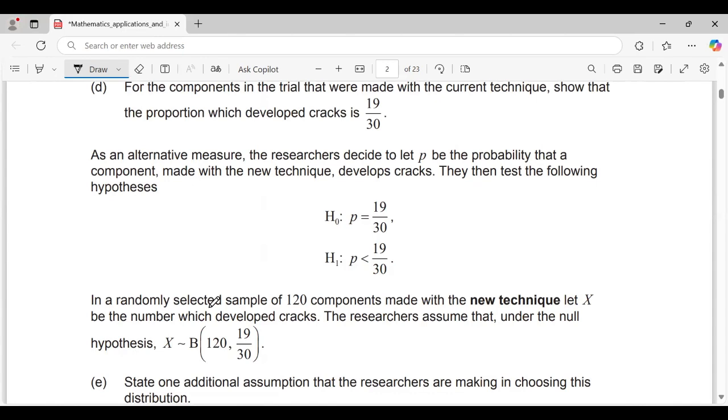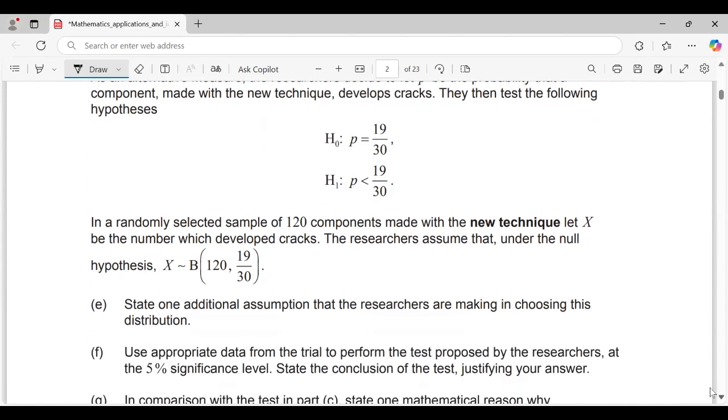In a randomly selected sample of 120 components made with the new technique, let X be the number which develop cracks. The researchers assume that under the null hypothesis, X has a binomial distribution with parameters 120 and 19/30. State one additional assumption that the researchers are making in choosing this distribution.